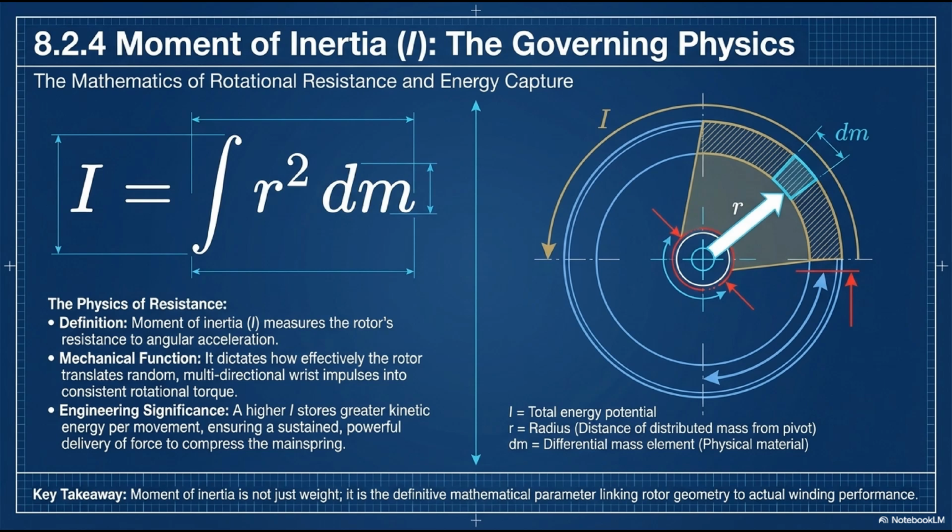Look at the variables on the right. I is the total energy potential. R is the radius, the physical distance of the distributed mass from the central pivot. And dm is the differential mass element, the actual physical material we are using, like tungsten or gold. The key takeaway is this: moment of inertia is not just about how heavy the rotor is, it is the definitive mathematical parameter that links the physical geometry of the rotor to its actual winding performance on the wrist.